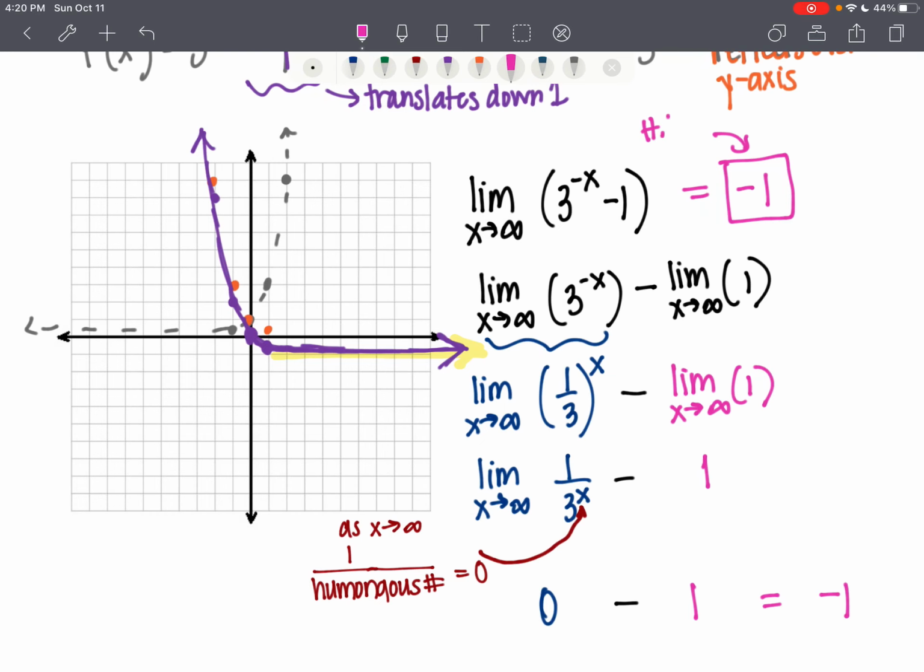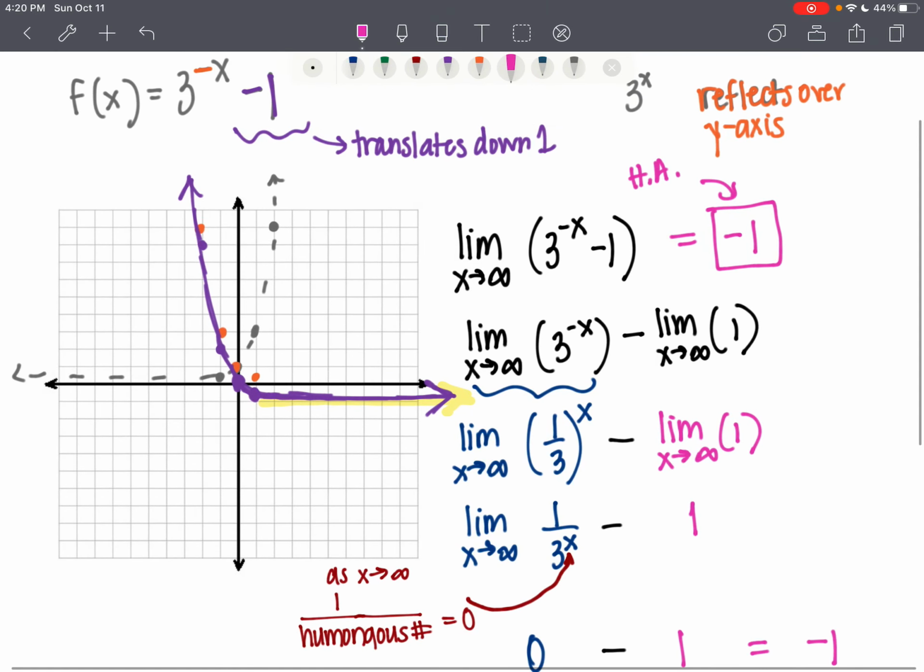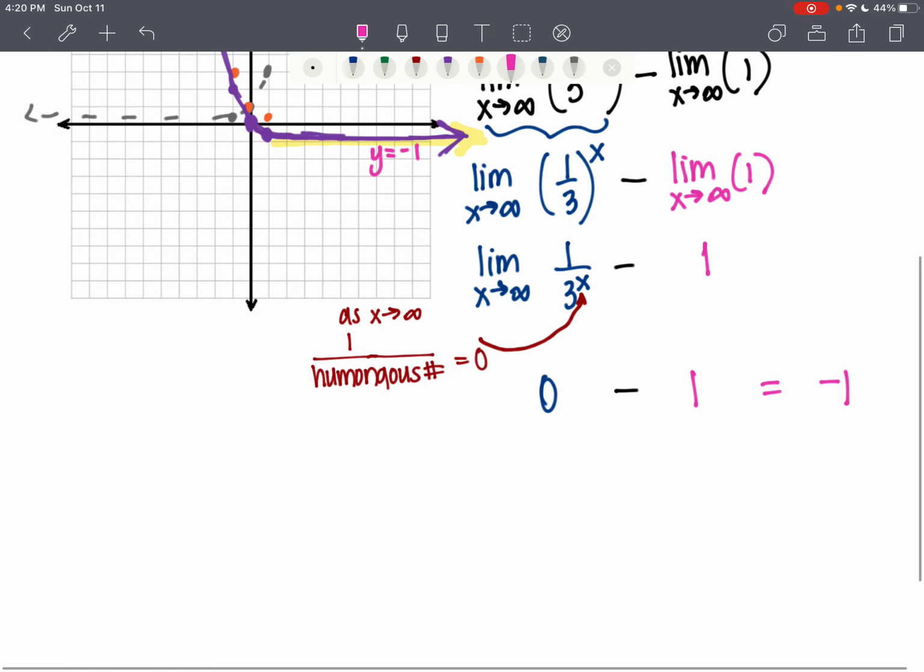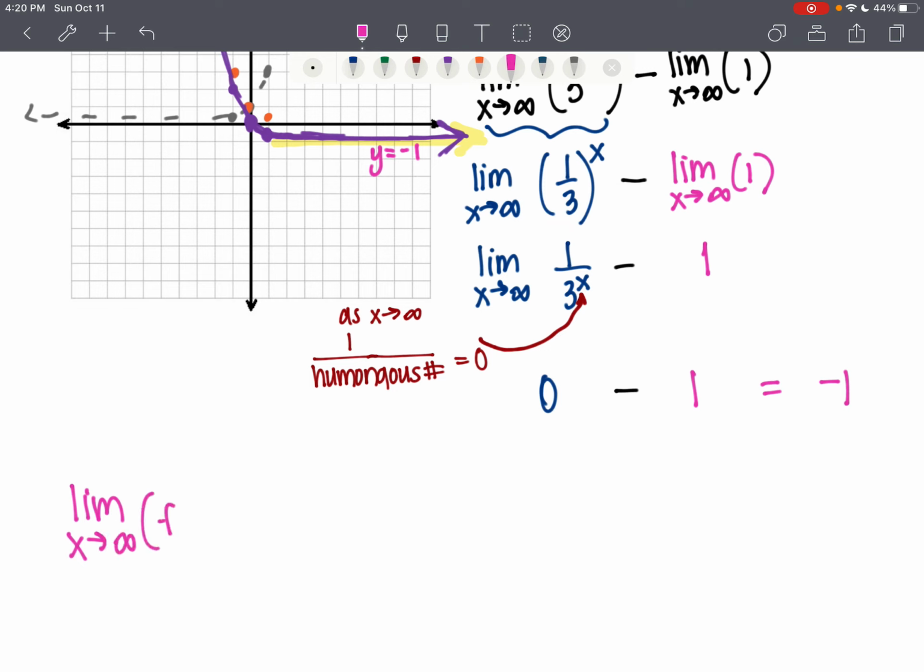That's the horizontal asymptote. And look here, we had that horizontal asymptote right here, y equals -1. Hot dog. So, long story short, the limit as x approaches infinity of f of x is equal to the horizontal asymptote, which is y equals -1.